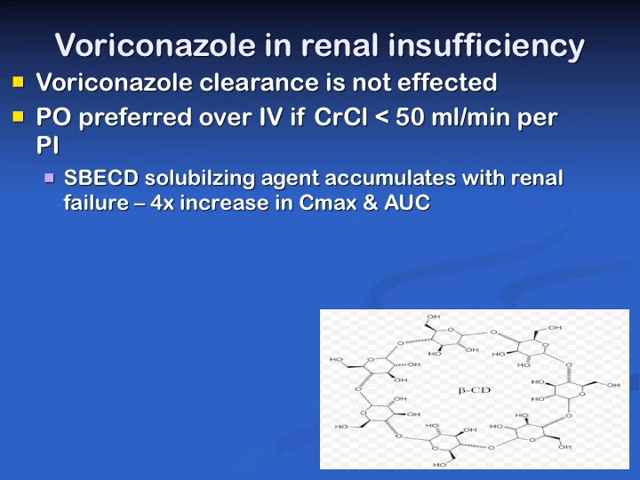Voriconazole with renal insufficiency: Voriconazole clearance is not affected. However, oral may be preferred over IV, at least according to the package insert, if the creatinine clearance is less than 50. This is because the solubilizing agent is known to accumulate with renal failure, with a 4-fold increase in Cmax and area under the curve.